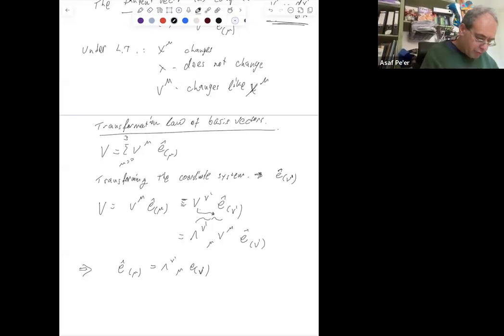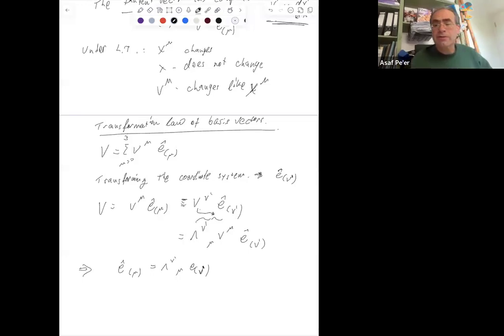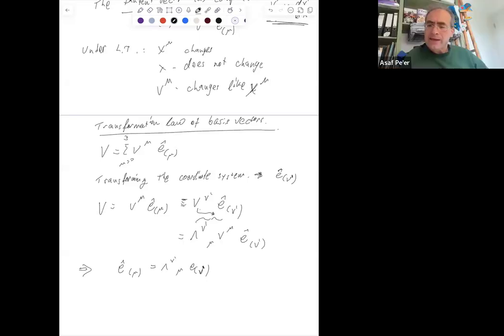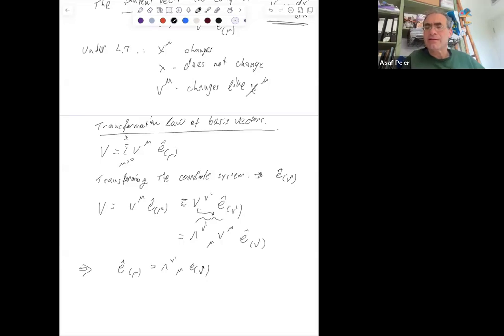But of course, we want to write the new basis in terms of the old basis, right? So to get the old basis, we take the new basis and we multiply it by Lorentz transformation, right? Lambda is a Lorentz transformation. So what do we need to do to get the new basis in terms of the old basis? Multiply by the opposite, exactly. By the inverse Lorentz transformation. You're right. But what is an inverse Lorentz transformation?